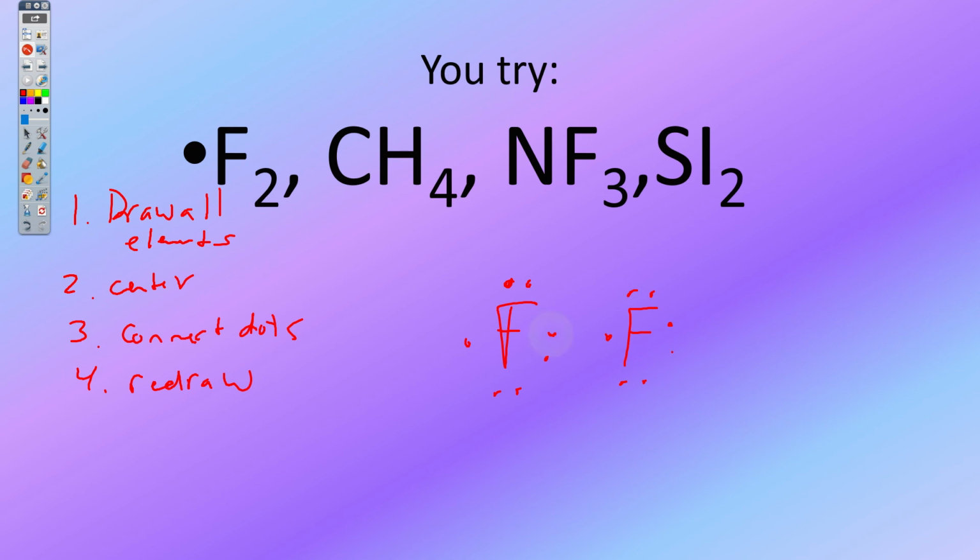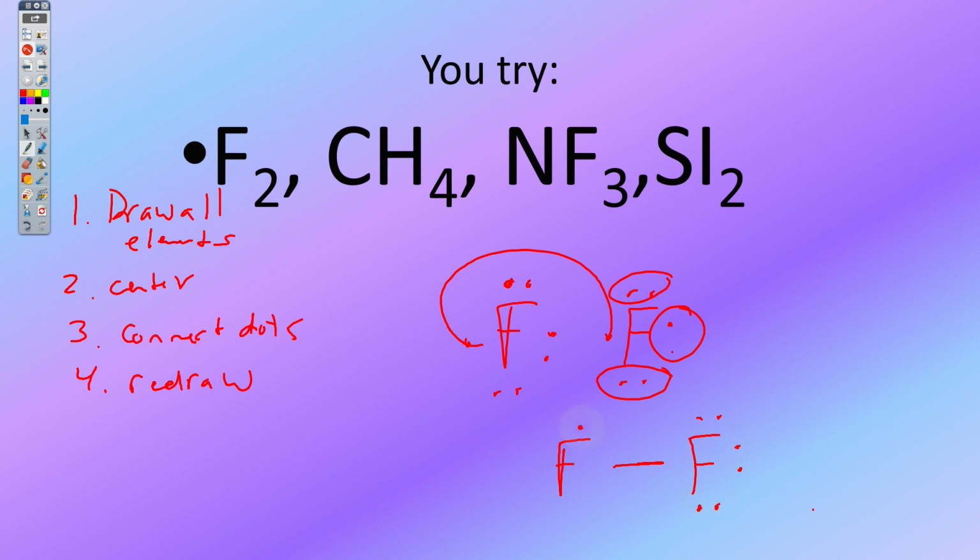Since there's only 2, there's not really going to be a center one. They're going to kind of share the center. So I'm just going to skip to connect the dots. Whoop. And now I'm going to redraw to make it look pretty. When I redraw, I want a nice straight line with no loop-de-doops. And then each fluorine still has 3 lone pairs on it. So 1, 2, 3 lone pairs, and 1, 2, 3 lone pairs. There is your final answer for fluorine, F2.